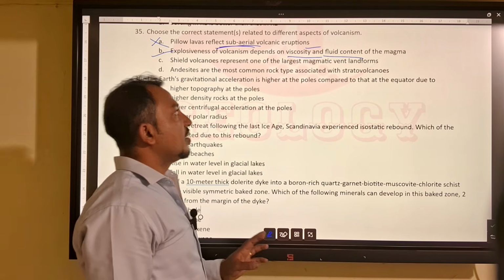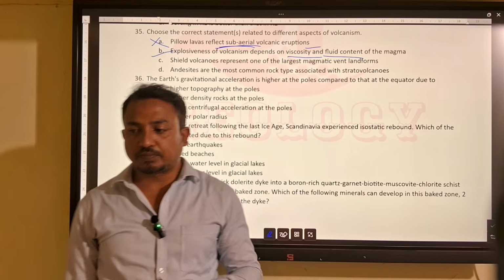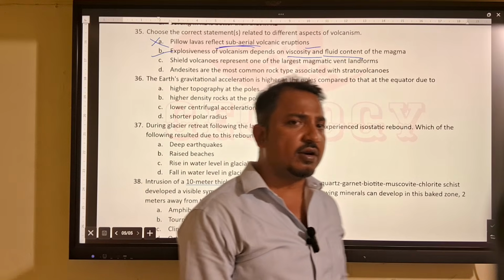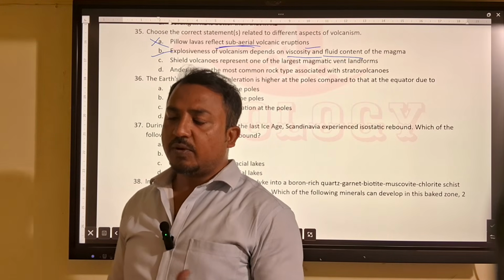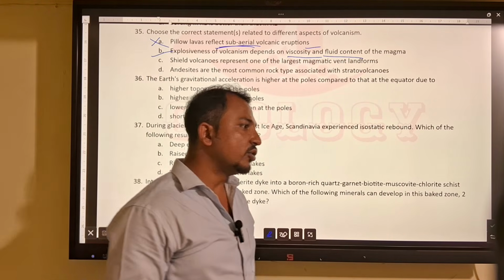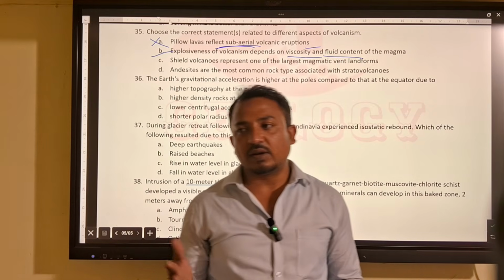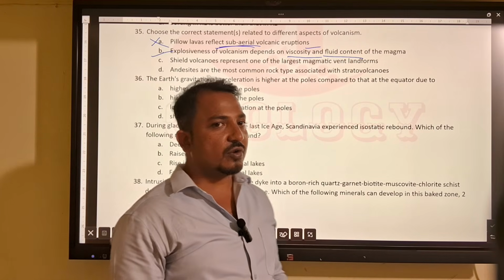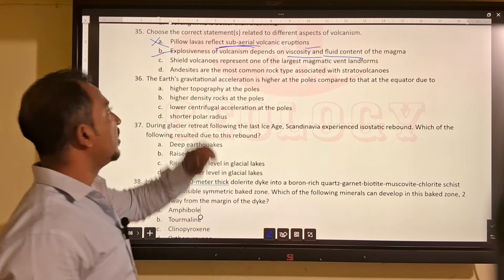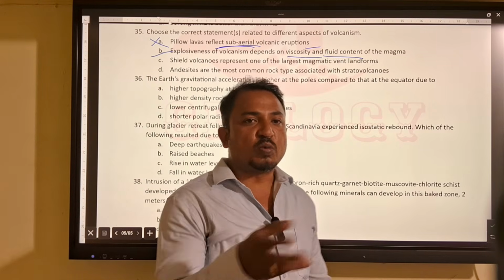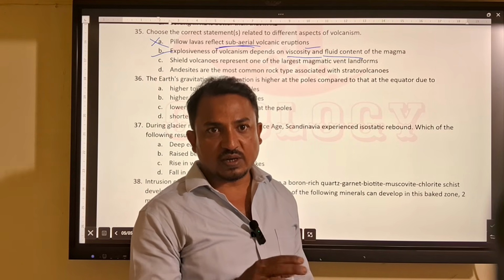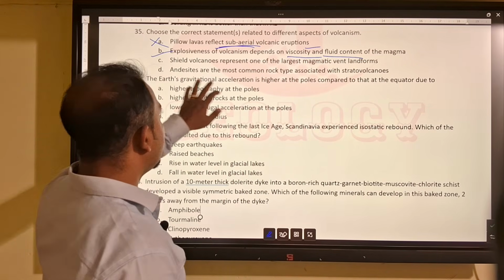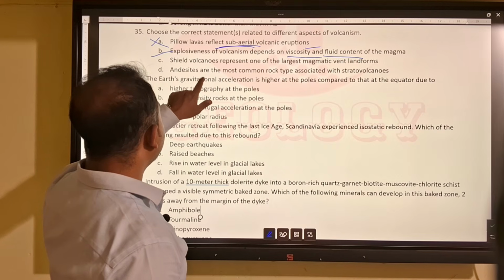Then, shield volcano represents one of the largest magmatic vent landforms. In the volcanic landform category, there is a category called volcanic cone. It is a positive relief feature. In that you'll find cinder cone, stratovolcano, and this shield volcano. The smallest is the cinder cone, which is steeper but smallest. Then the catastrophic one is the stratovolcano, which will indicate the last option.